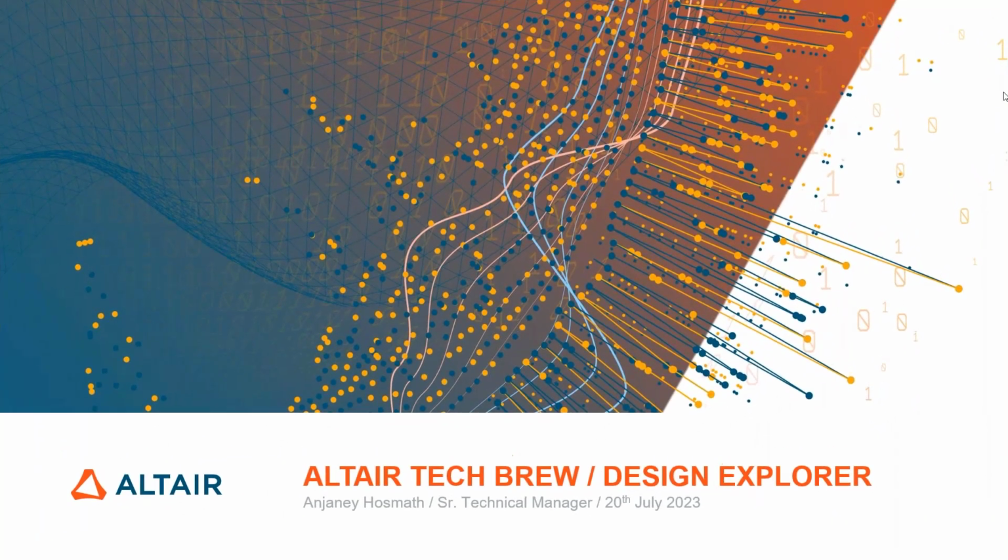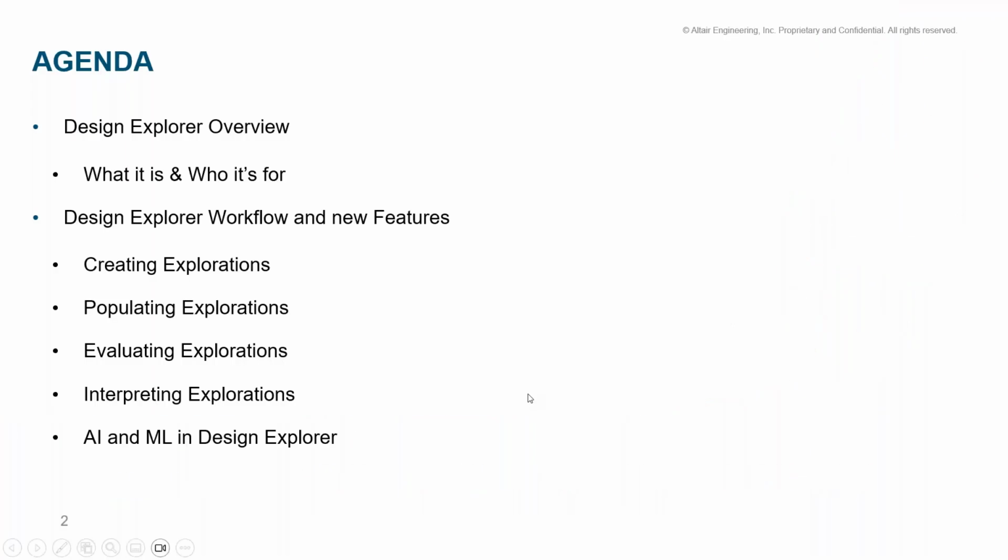With that, I'm moving on. The agenda for today is that I'll talk about what this Design Explorer is, what it is, and who it is for. Then we'll quickly take you through some of the explorations we can do, how we can populate them, evaluate those explorations, interpret them, and finally some of the new tools that we have embedded into this, which are AI and ML. Okay, so we'll take a look at those.